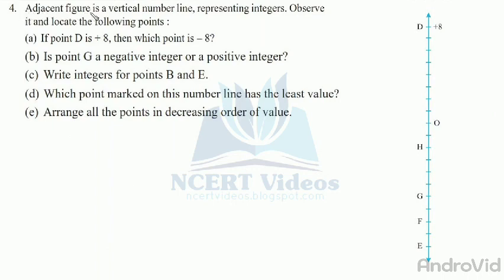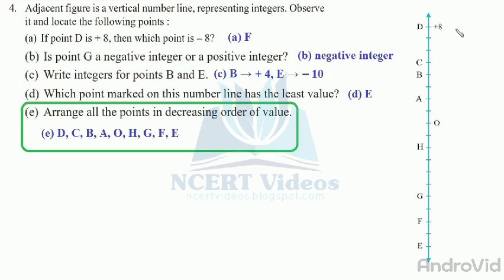Question 4th. Adjacent figure, this is the figure, that is vertical line, is a vertical number line representing integers. Observe it and locate the following points. Now we have to observe it. Number first is, if a point D is 8, given it is plus 8. So you can see here -7, 6, 5, 4, 3, 2, 1, 0. This is 0. And this is, we can mark it here because this is the separator from positive to the negative numbers. So we will mark to -8 below it. This is your 1, 2, 3, 4, 5, 6, 7, 8. That is -8. It falls on F. Therefore, the answer is F.